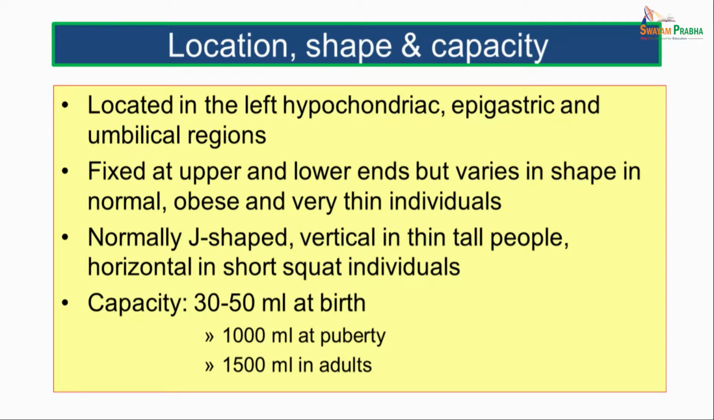The capacity of the stomach. The capacity varies between 30 ml to 50 ml in a newborn child, whereas at puberty it is about 1000 ml, and in adults it is about 1500 ml.